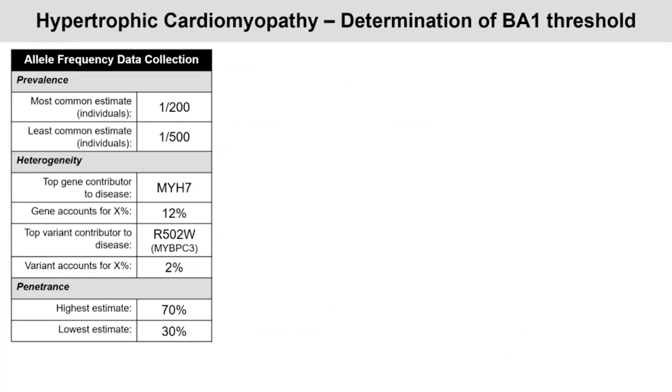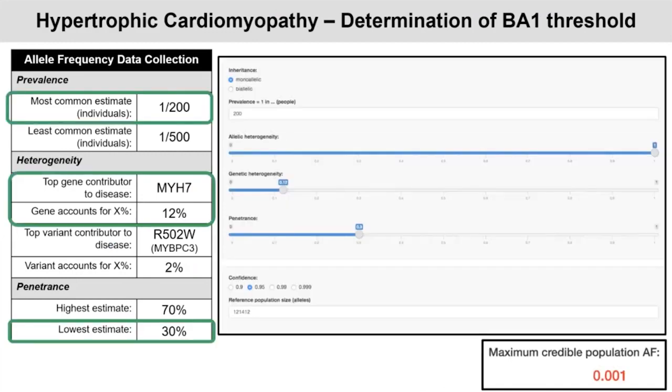And then when they're trying to calculate this benign threshold, this BA1, we encourage that they use the most conservative estimates. So again, the most common estimate for the prevalence of this disease, the top gene contributor, and a lower estimate of penetrance. So in this case, putting in these parameters for hypertrophic cardiomyopathy would give you an allele frequency of about 0.1% threshold to be able to call a variant benign.